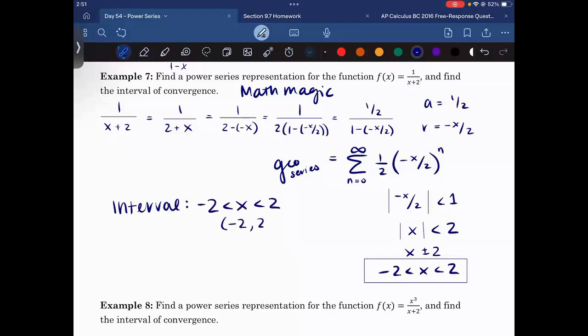Or if you want to do parentheses. And then my radius, that should be pretty easy. It's centered around 0 for this one. And then plus 2, minus 2, my radius is going to be 2. Because think of a radius. Radius is smack dab in the middle, and then we go how far we can reach on either side.